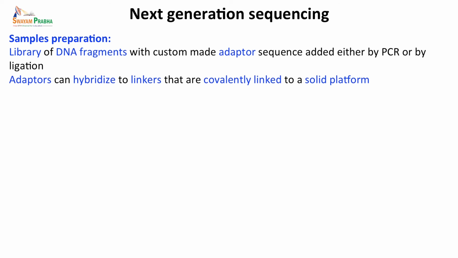So it depends which method people are adopting in their labs, and depending on the platform that they are using. And these adapters can then hybridize to linkers, which are basically attached to a solid platform. So these platforms are basically flow cells. These are very sophisticated engineered pieces in which these linkers are covalently attached. So these are small flow cells to which these adapters can hybridize. So let's see how it works.